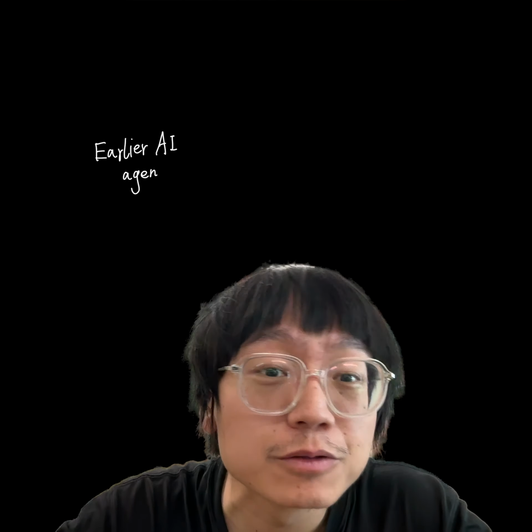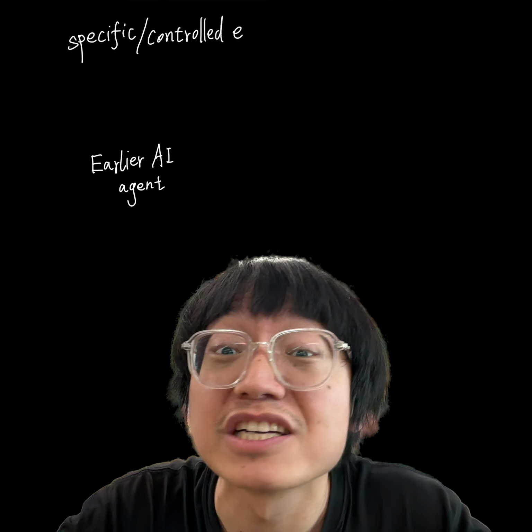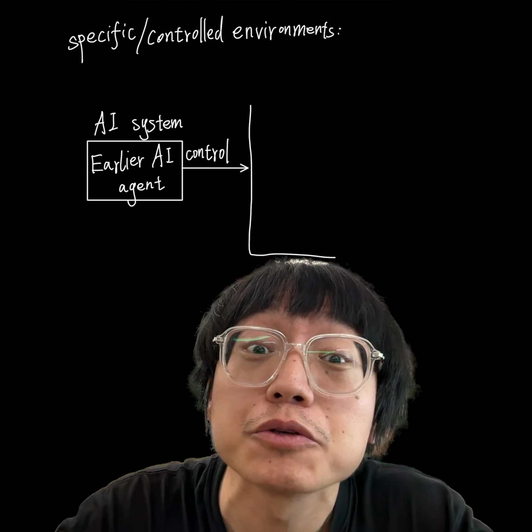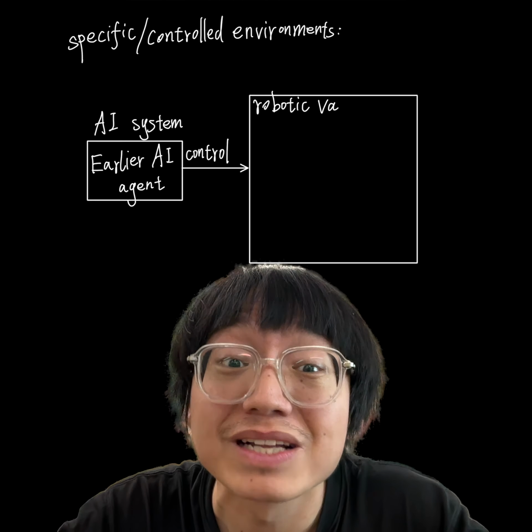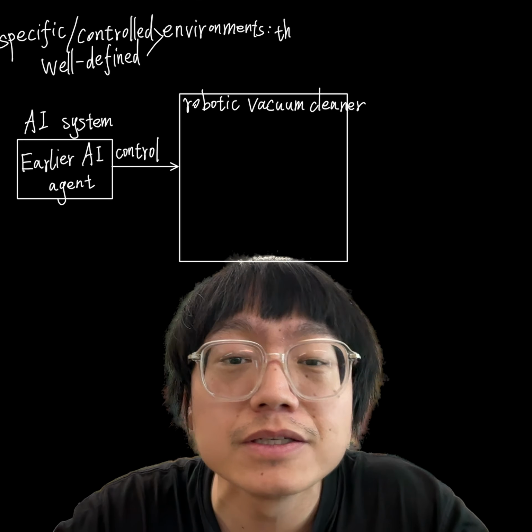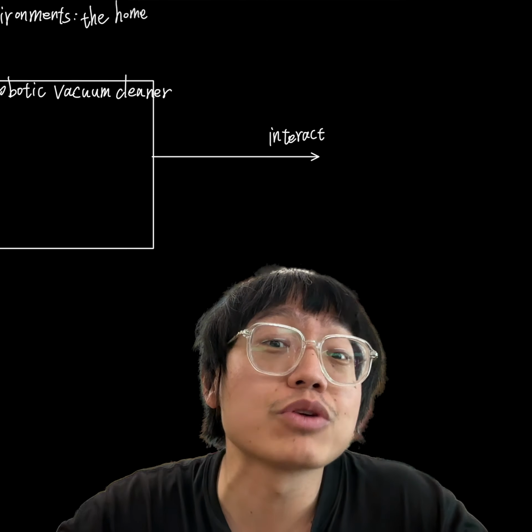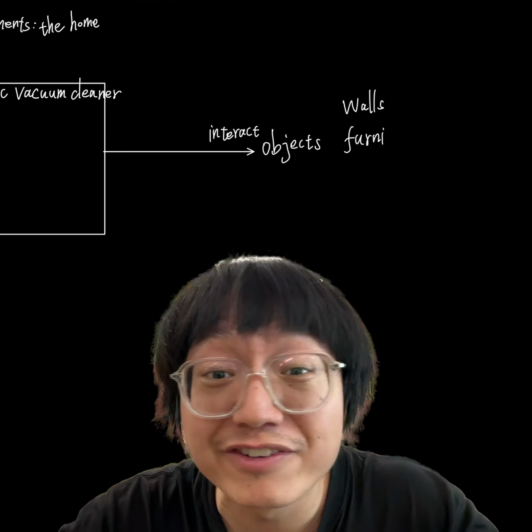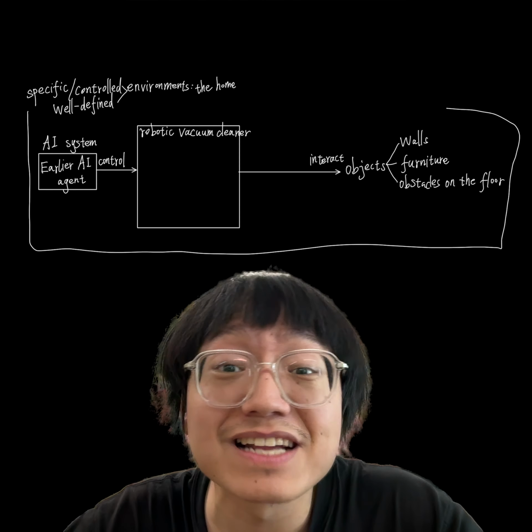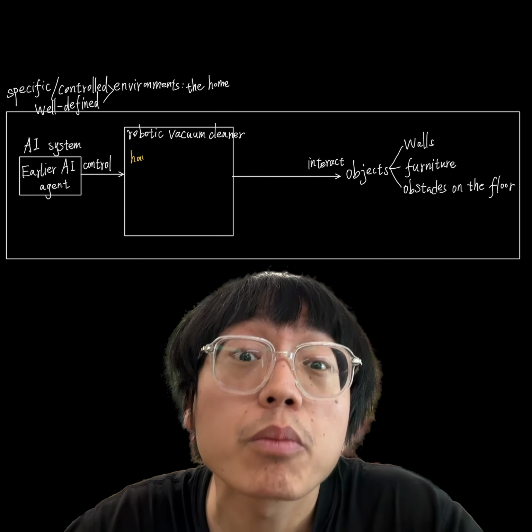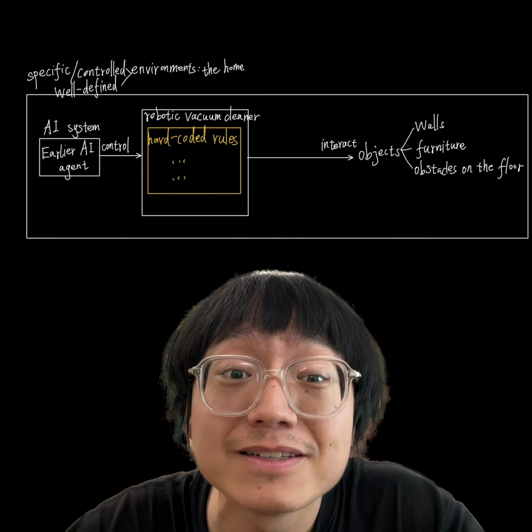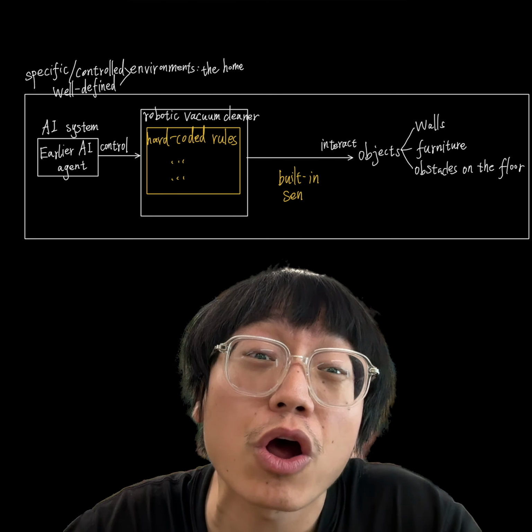Earlier AI agents were built to operate in a very specific controlled environment. For instance, consider we have an AI system built to control a robotic vacuum cleaner. So this AI system is designed for a well-defined environment, which is the home. It can interact with objects like walls, furniture, or obstacles on the floor. The robot's AI has hard-coded rules, like if the robot detects an obstacle, then turn, and if the battery level is low, then navigate back to the charging dock.